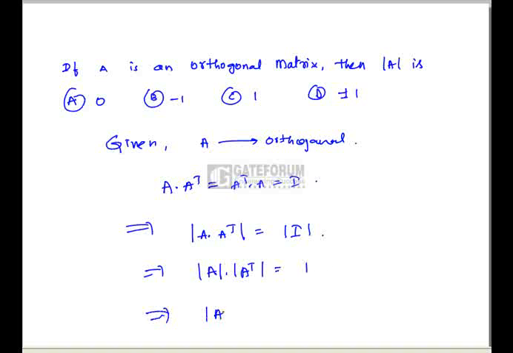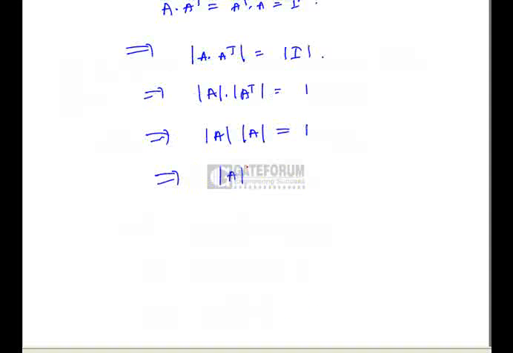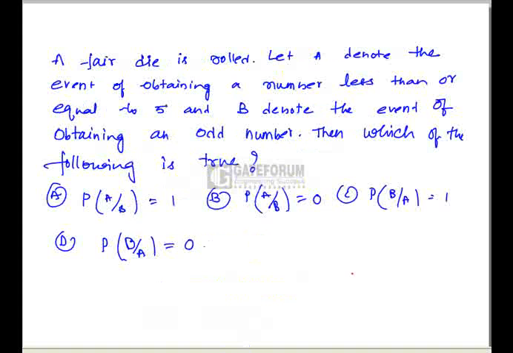Now also we know that the determinant of A transpose and the determinant of A are equal. So we can write this as the determinant of A squared equals 1. So the determinant of A will be plus or minus 1. That is option D.